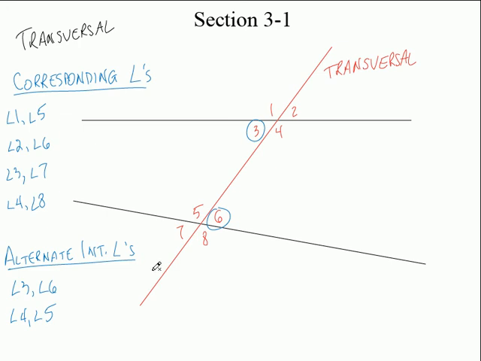Actually, let's talk about consecutive interior. Look at this. Look at 4 and 6. They're on the same side of the transversal, so they're not alternate interior angles, are they? They call these consecutive interior angles. Consecutive interior angles. All right. So 4 and 6 are consecutive interior angles, and what else do you think? Angle 3 and what else? Angle 5. Good.